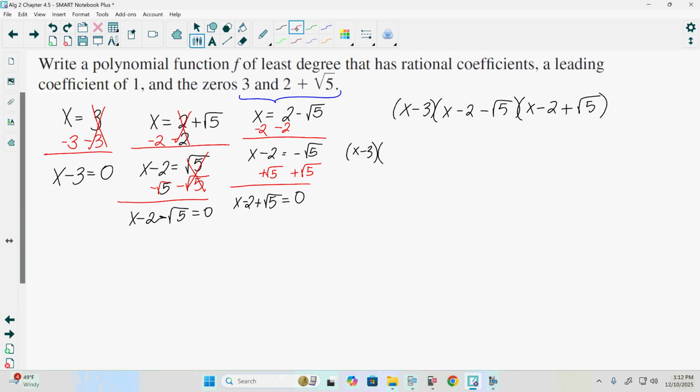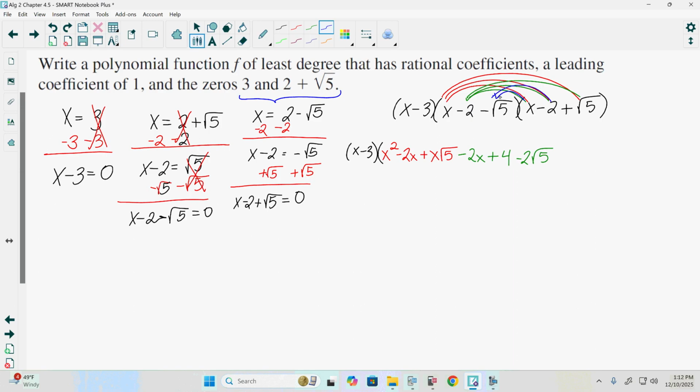So when we're multiplying this together, the first thing we're going to do is distribute the x. X times x is going to be x squared. X times negative 2 is going to be negative 2x. X times the square root of 5 is going to be plus x square roots of 5. Then we're going to do the same thing with negative 2. Negative 2 times x is negative 2x. Negative 2 times negative 2 is going to be plus 4. And negative 2 times the square root of 5 is negative 2 square roots of 5.